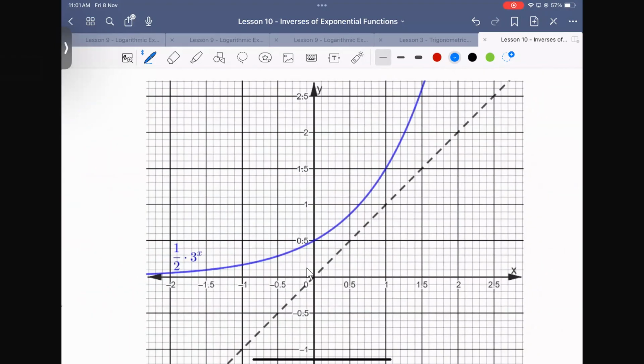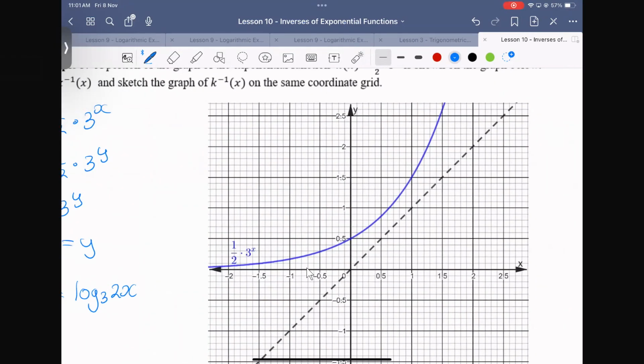Look at your graph here. Which points does it go through that we can read off nice and clearly? So we go through this one, which is 0, 0.5. Any others? It goes through 1, 1.5. We don't really have any others, but let's plot those two now.